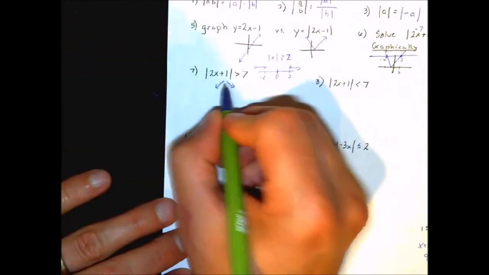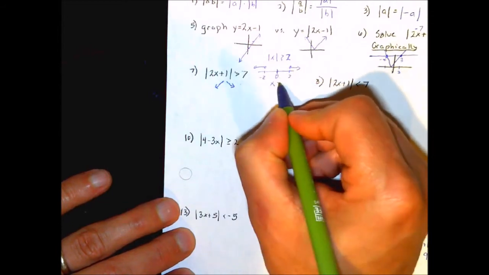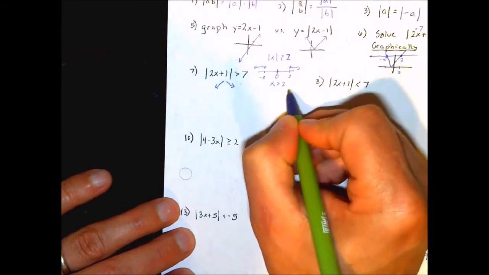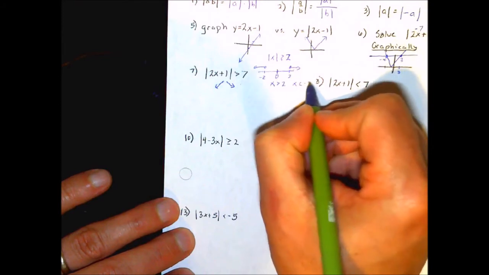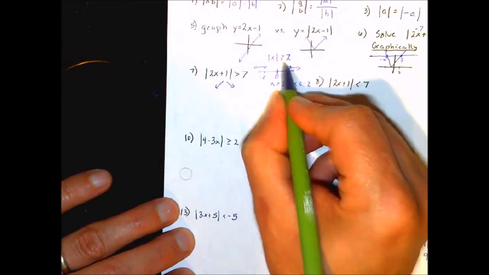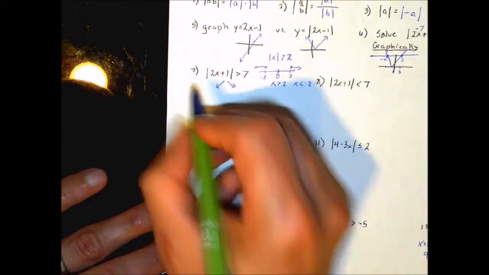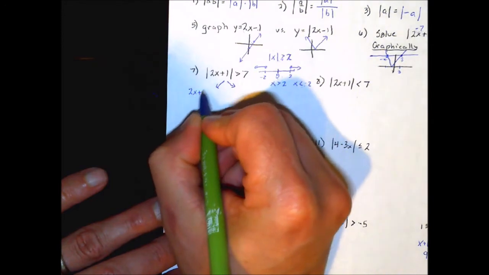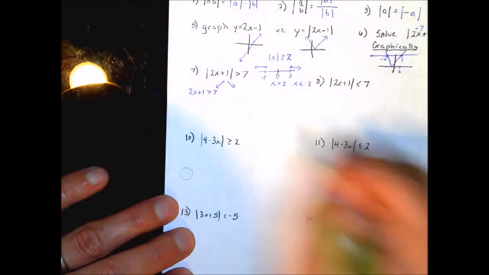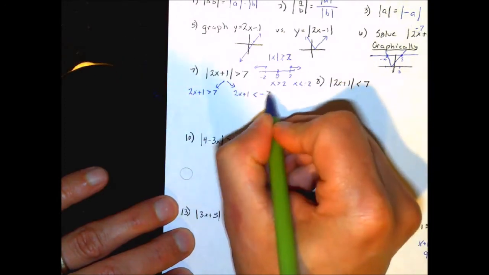So in doing this, when we set up our two equations, with this one, you would say that x is greater than 2. You would also say that x is less than negative 2. So when you set up the negative sign, you have to flip that sign around. One equation would be 2x plus 1 is greater than 7. The other equation is you have to flip this sign around when you make it negative 7.